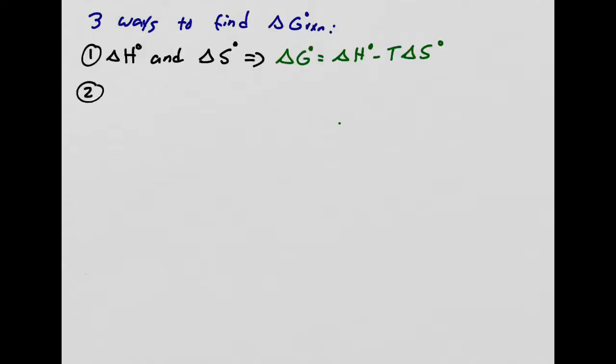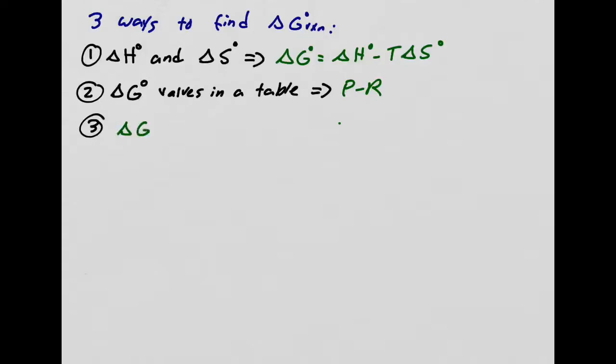Now, the other way to figure out the delta G, if you can find the delta G values in a table, take them from a table, and then what you would do, what we've done before, is products minus reactants. We've done those many times. The first 2 you know. Now the third way to figure out delta G is a new one we haven't talked about. Delta G equals minus RT ln of K equilibrium. Alright, now this is the one that we're going to talk about.